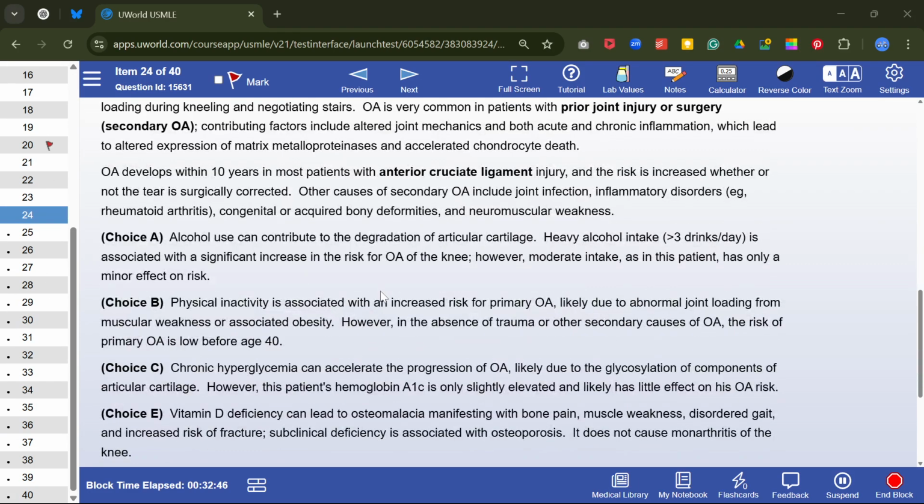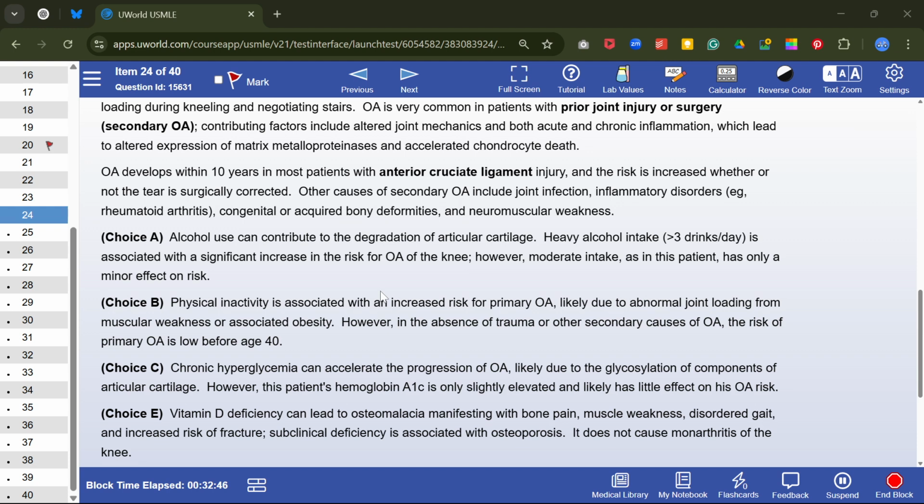Chronic hyperglycemia can accelerate the progression of osteoarthritis, likely due to glycation of components of articular cartilage. However, this patient's HbA1c is only slightly elevated and likely has little effect on his osteoarthritis risk.